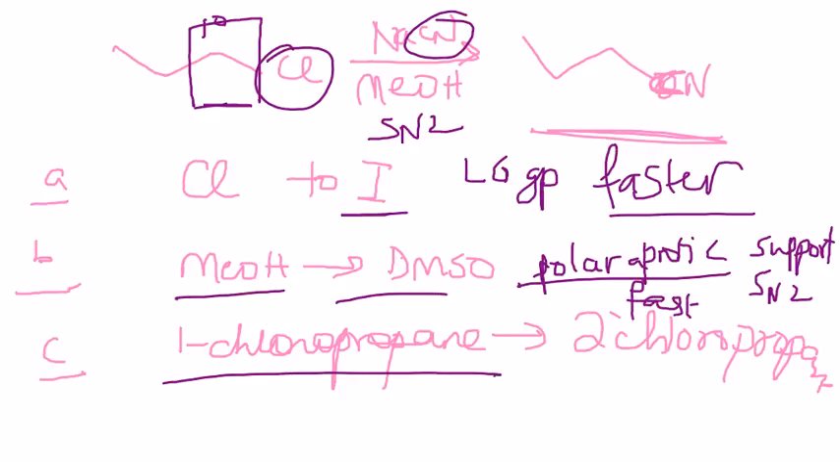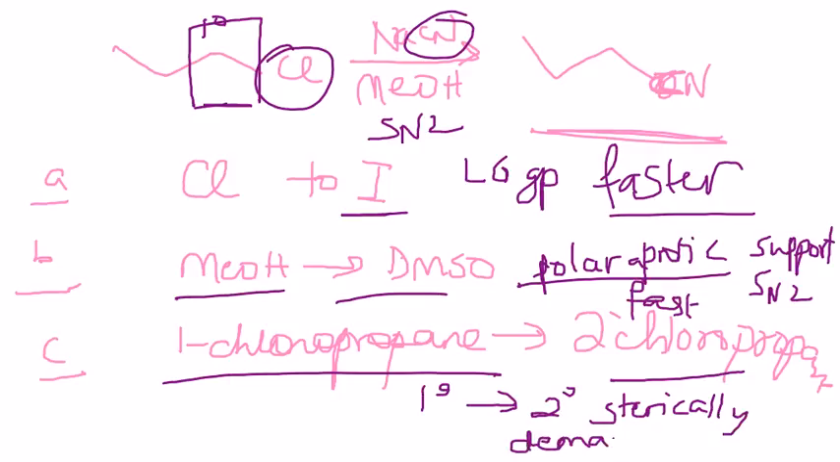And the last one is that you have 1-chloropropane to 2-chloropropane. So you're going from a primary to a secondary carbon. Sterically, this is going to be more demanding. And if it is more demanding sterically, it's going to basically become a slower reaction.